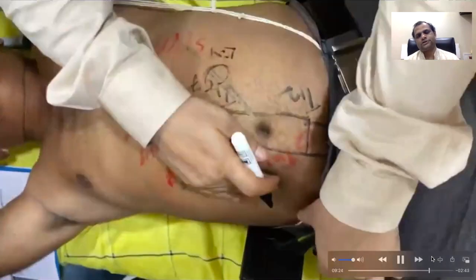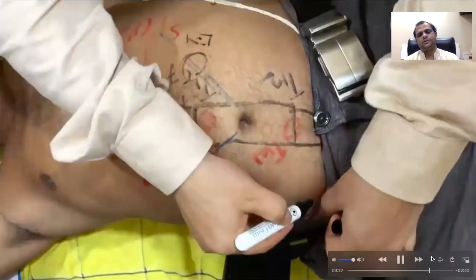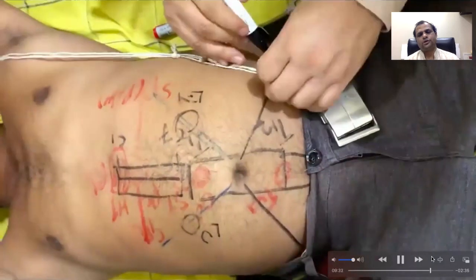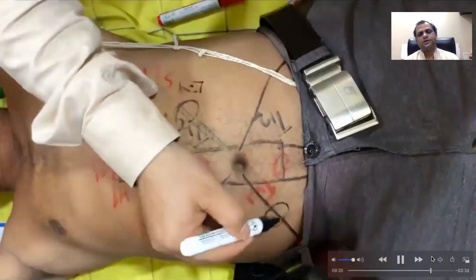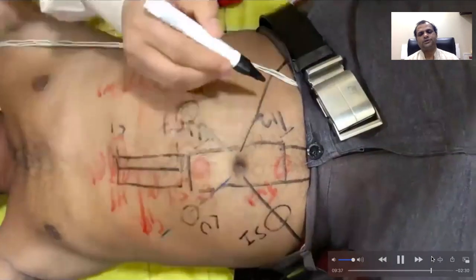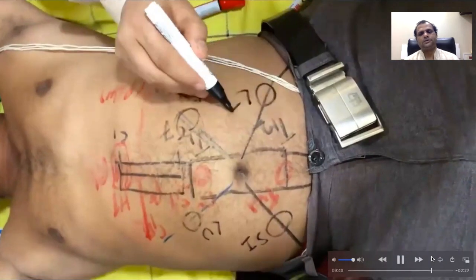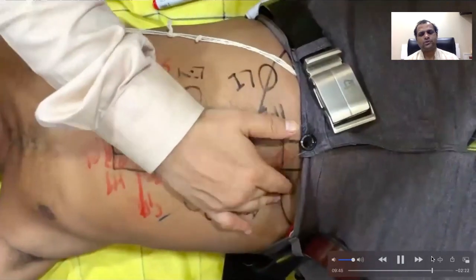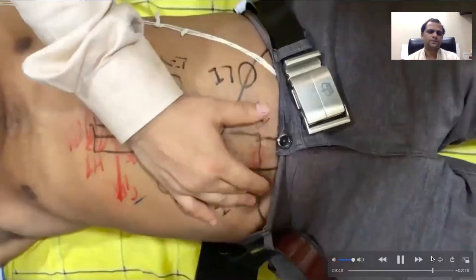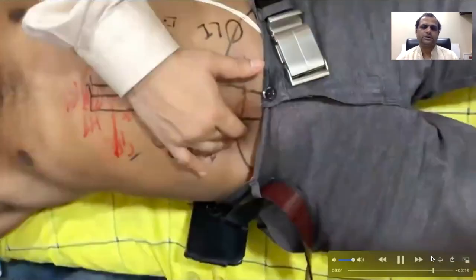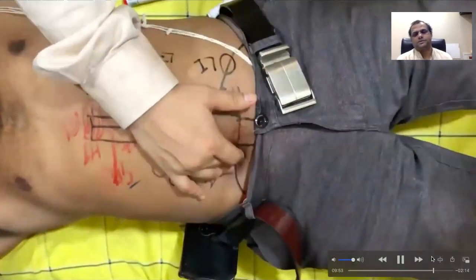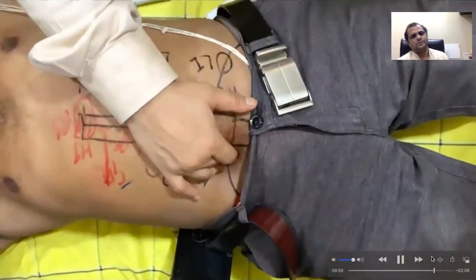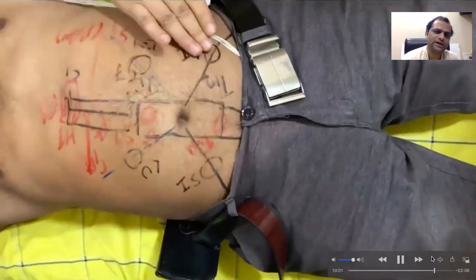Now from the navel region, if we draw a line till the right hip bone or left hip bone, the kidney point, the middle point is the small intestine on the right side, and the middle point is the large intestine on the left side. So if we place on the right side and it is painful, it shows the pathology of the small intestine. In the same way, we can place at the left side, and if that is painful, it shows the pathology of the large intestine.